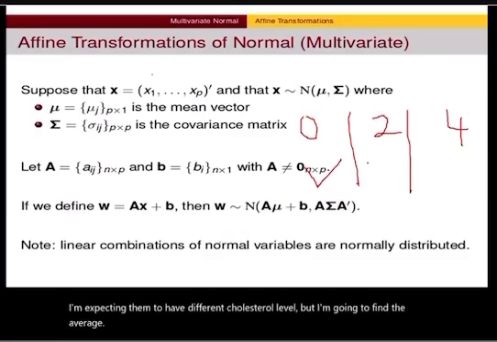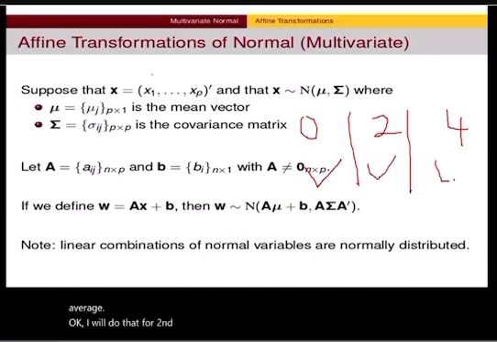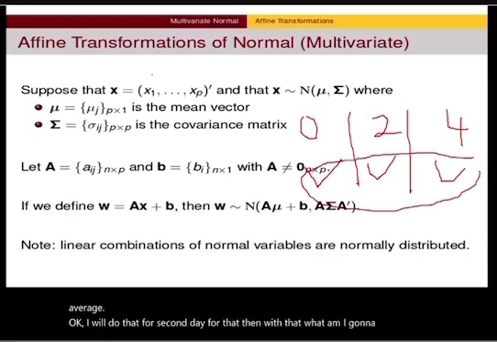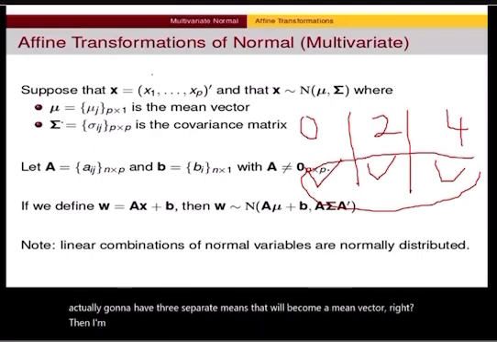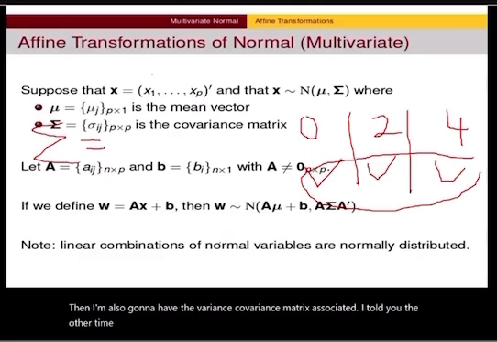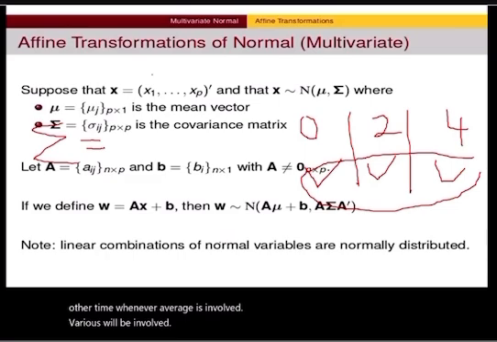I will do that for the second day as well. Then with that, what am I going to have? I'm going to have 3 separate means that will become a mean vector, right? Then I'm also going to have the variance-covariance matrix associated. I told you the other time, whenever average is involved, variance will be involved. And when variables are more than 2, covariance is also going to be involved.